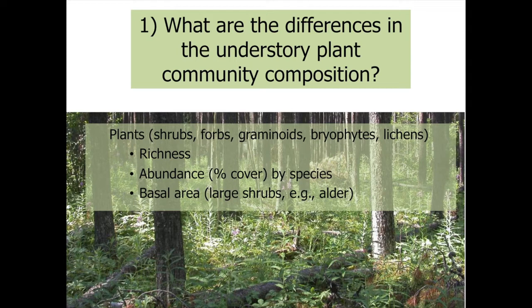And then what I wanted to look at were different measures of this understory community. I wanted to look at the richness, so how many different plant species did I have, and then their relative abundance within the stands. And as well for the large shrubs, the green alder, that fixes nitrogen, well, how much of that is out there, and does that differ? Because again, it's very important in terms of nutrient cycling.